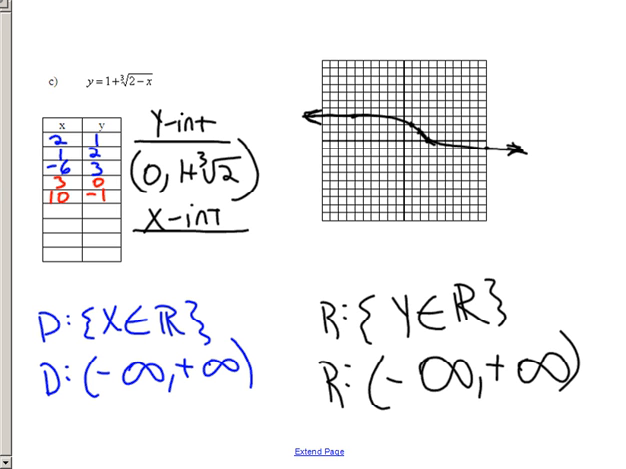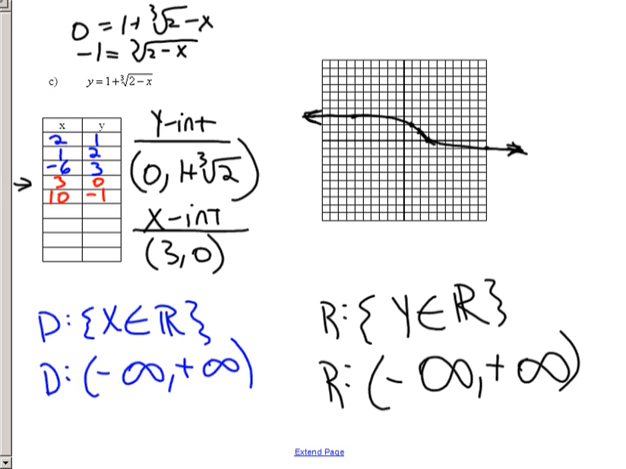X-intercept, plug 0 in for y. We see we have it right here. If you've already found the point, don't duplicate work, just list it. But if you plug 0 in for y, you can actually solve it analytically. Subtract 1, take the cube root of both sides. Negative 1 cubed is still negative 1. Add the x to the left side, add the 1 to the other side, and we see that x equals 3. But you don't have to show that work. If you've got the point already listed, just list the x-intercept. Okay? Should be good in terms of what was asked for in this problem.